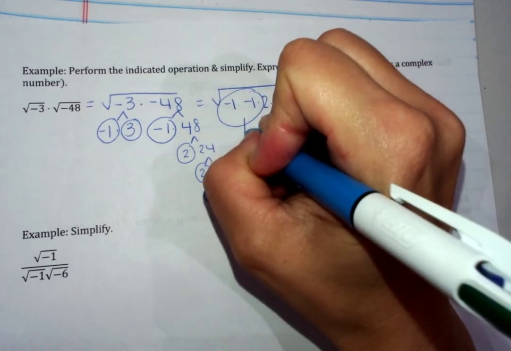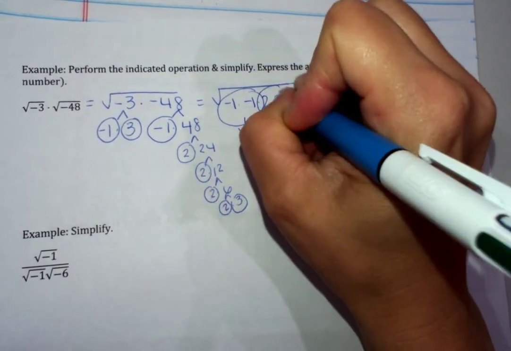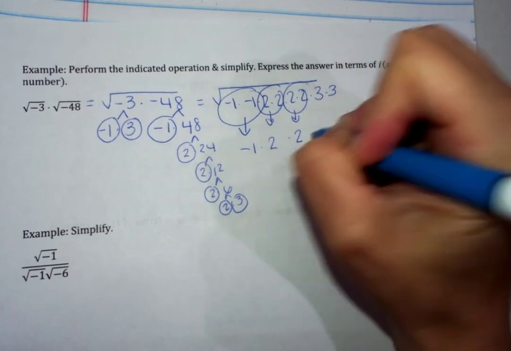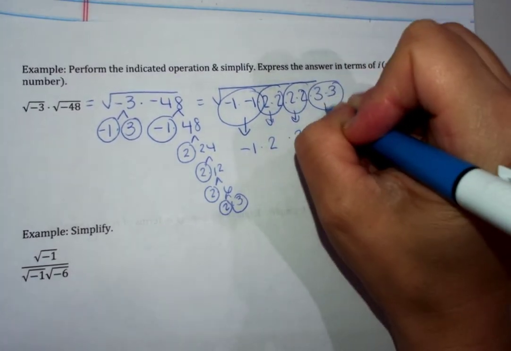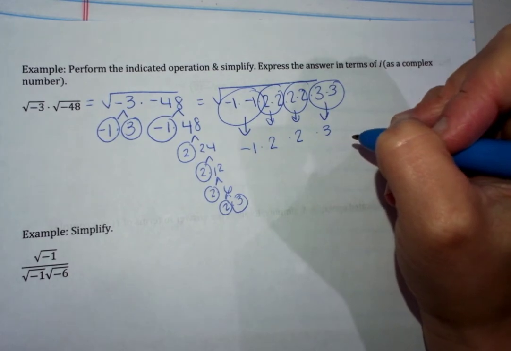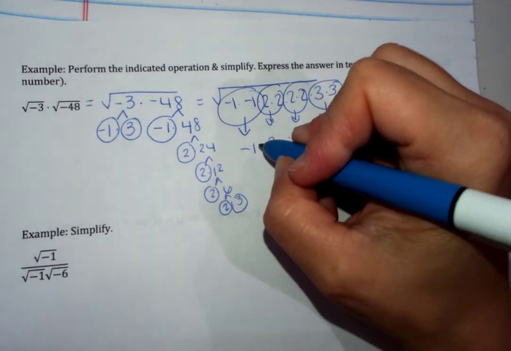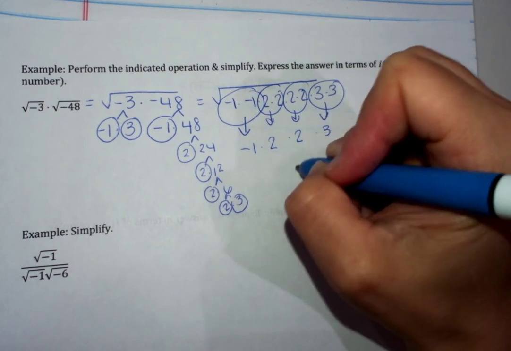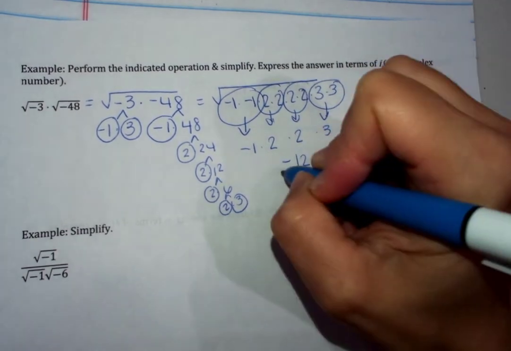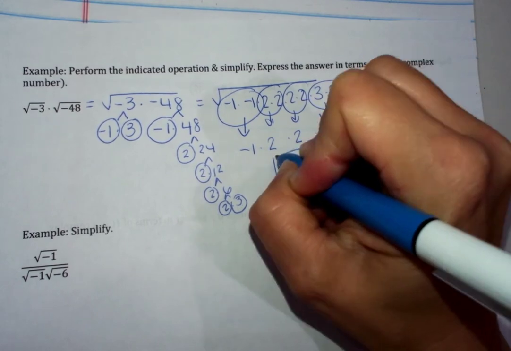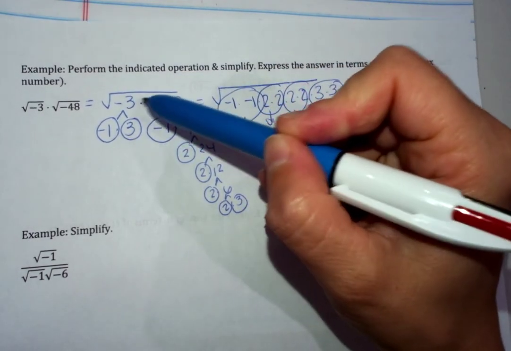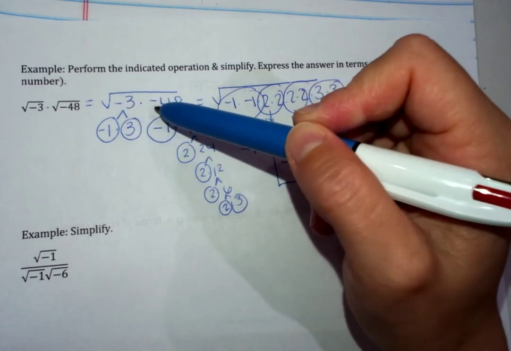So these 2 -1s are coming outside of the radical. These 2 2s are coming outside of the radical. These 2 2s are coming outside of the radical. And these 2 3s are coming outside of the radical. So outside of the radical, I have -1 times 2 times 2 times 3, which is -12. Nothing's left underneath the radical, so the radical goes away. Done.